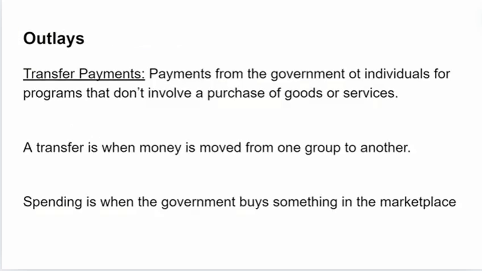So transfer payments are different from government spending in that they are payments from the government to individuals for programs that don't involve a purchase of goods or services. A transfer is when money is moved from one group to another. Spending, however, is when the government buys something in the marketplace.